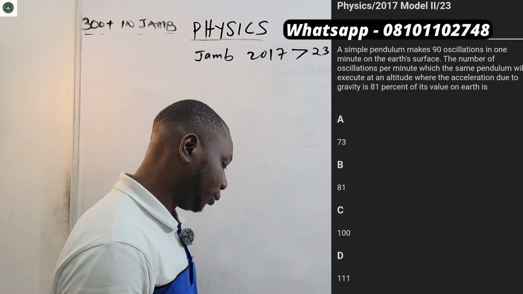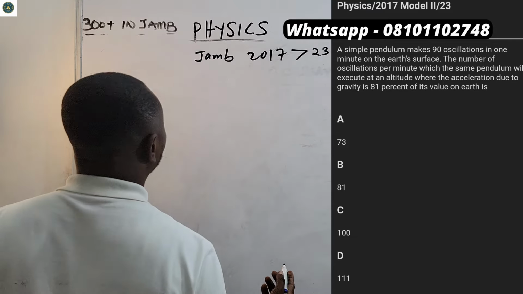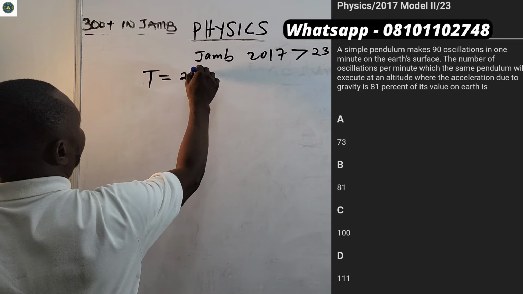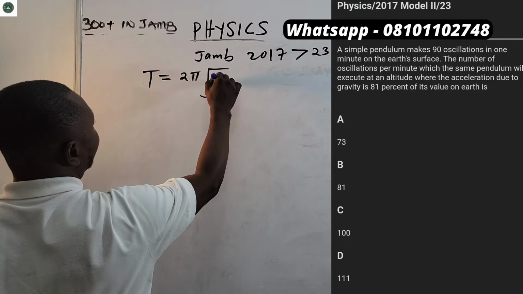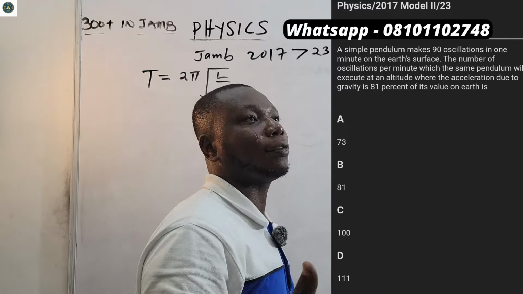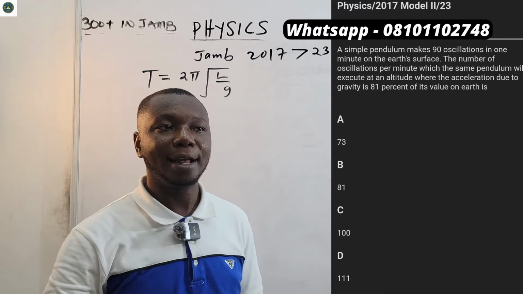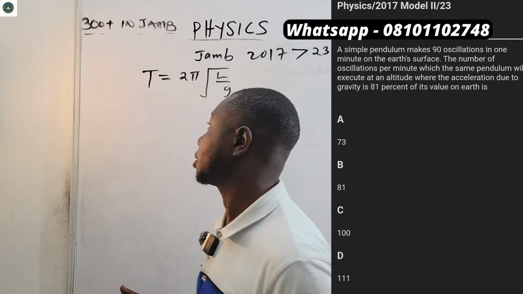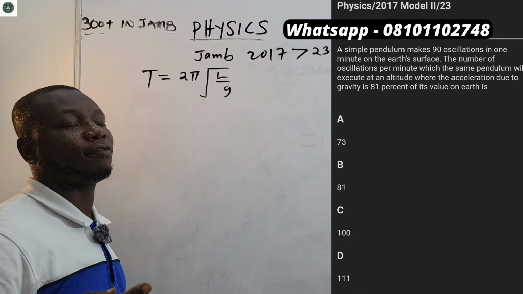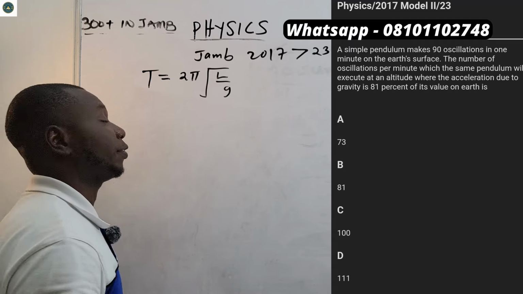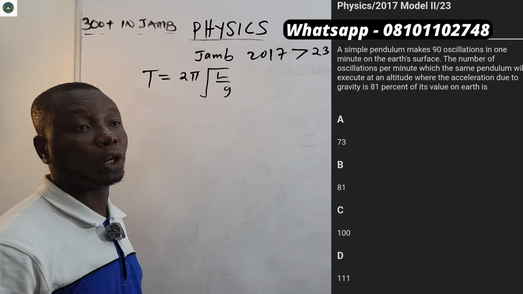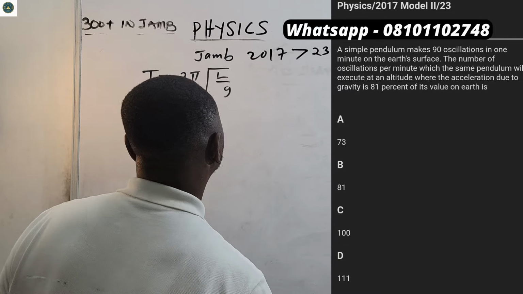Okay. So therefore, period is 2 pi root L over G. Now, we are given the number of cycles. Number of oscillations per time is frequency. The number of cycles, the number of vibrations per time gives rise to frequency. So in this formula for the period of a simple pendulum, we don't have frequency. So we create a relationship.